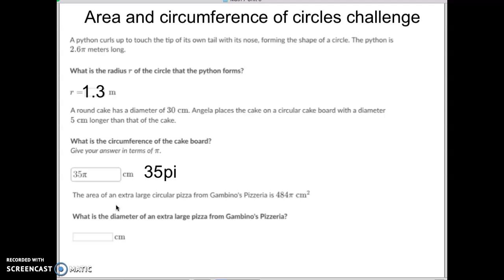Okay, I'm back. All right, Natalie is on my thing here. So this one, the area of the extra large circular pizza. Hold on here one second. I'm going to pause this. Okay, now I told Natalie that I'm recording, so we can keep going on this.